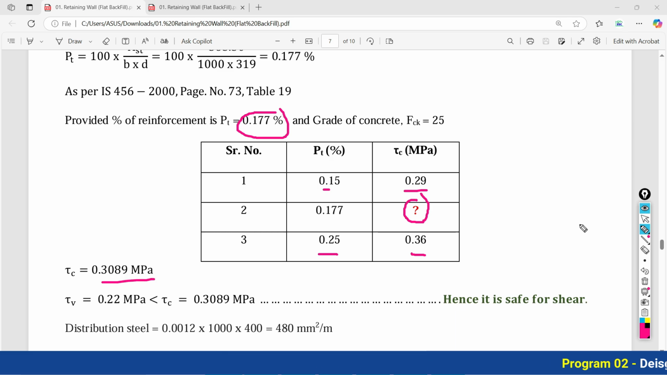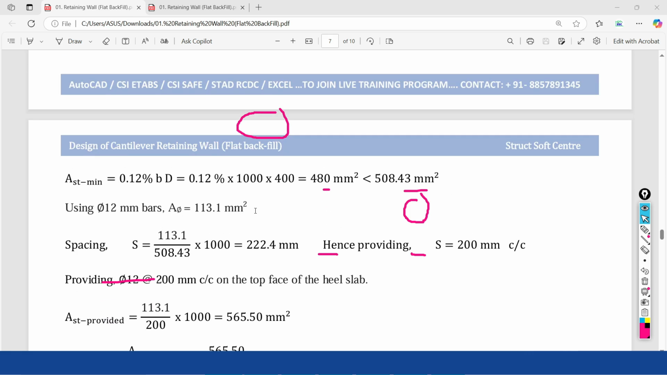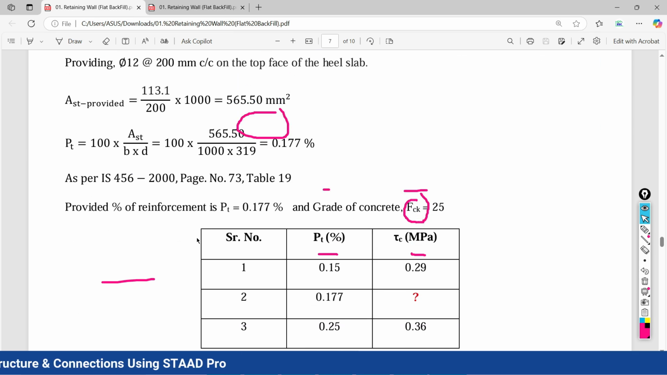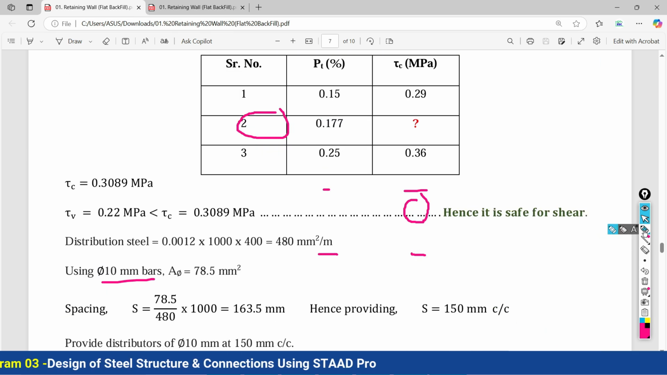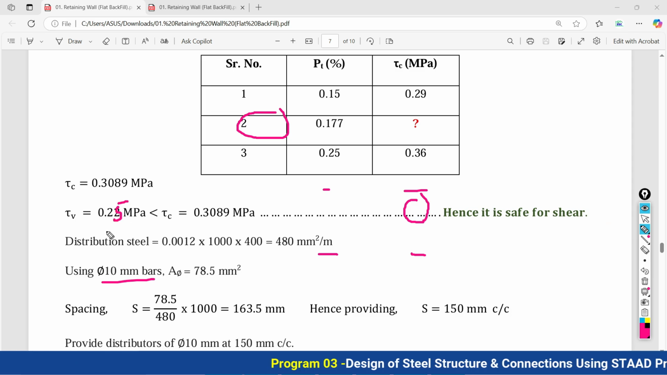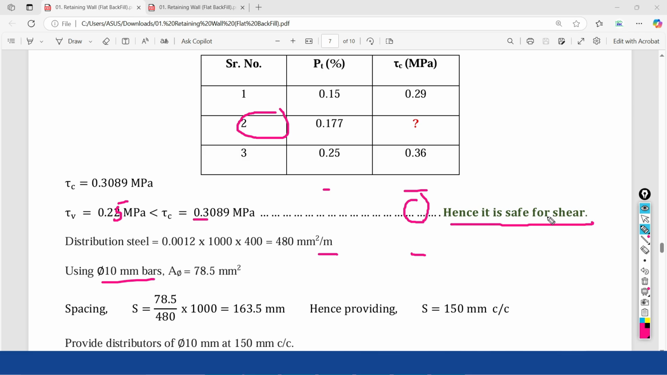Now you have to compare it with your calculated value of shear as 0.25. So it is not 0.22, it is 0.25. So even this 0.25 value is less than 0.3. So you are safe in shear. Your design, means the section of your heel slab in respect of its depth and provided percentage of reinforcement, is safe for resisting the shear stresses.